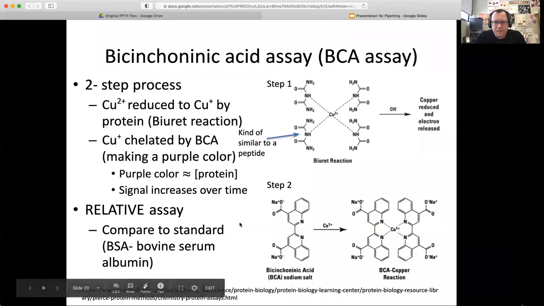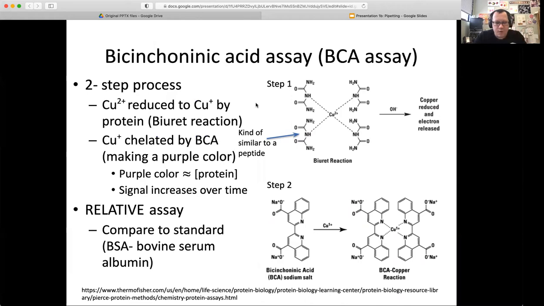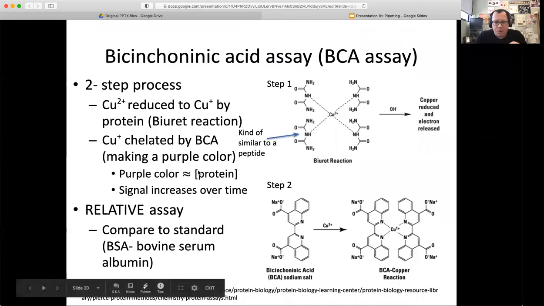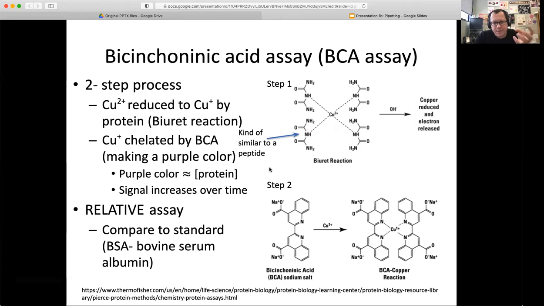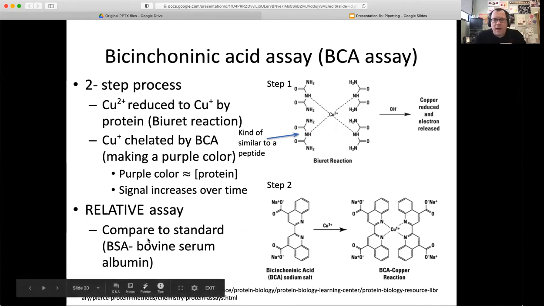If you're into chemistry, I'll talk more about this later in the semester if we use this, but the BCA assay actually stands for bicinchoninic acid. Essentially what happens is copper gets reduced in something called the Biuret reaction. And when that happens, we get that purple color. And so the more protein that's in a sample, the more Biuret reaction we get, the more purple color we get. And so that's how this technically works.